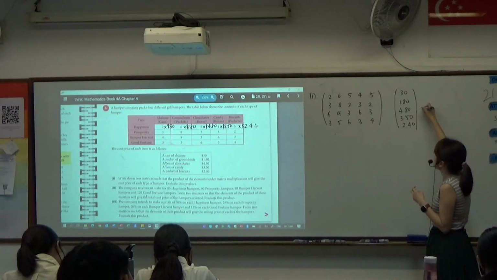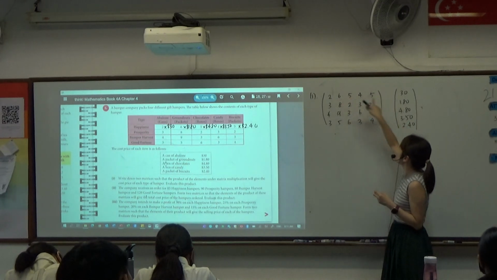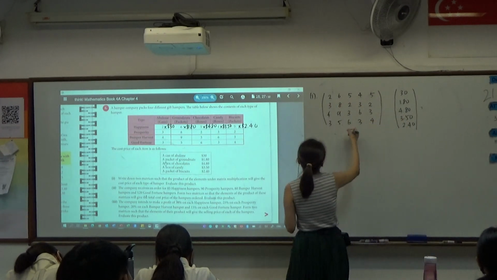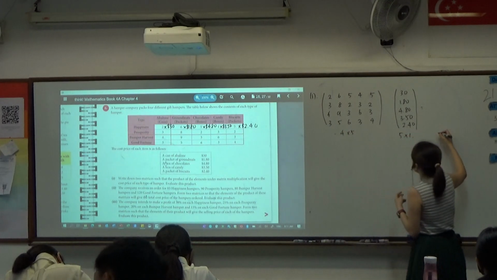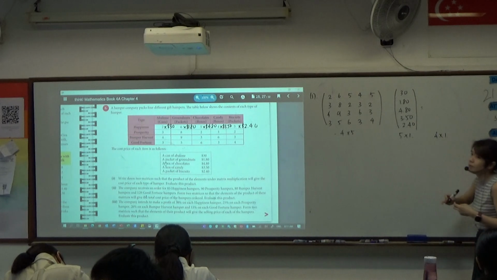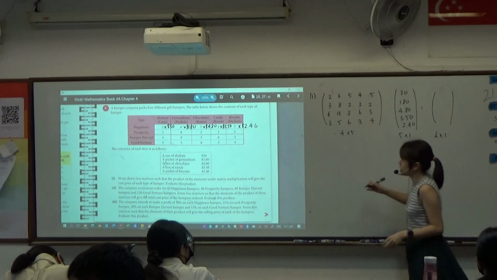So multiplying these two matrices together, we will take this number, multiply with this, with this, and so on. So this is actually a 4 by 5 matrix, and this is a 5 by 1 matrix. Our end product will be a 4 by 1 matrix. So I leave it to you to do the calculation.